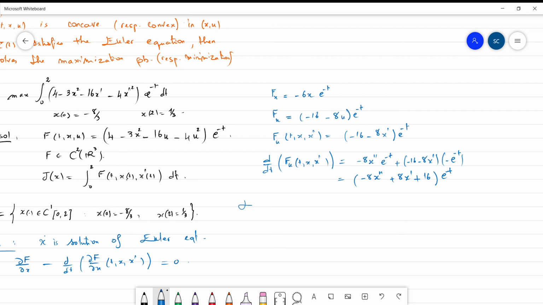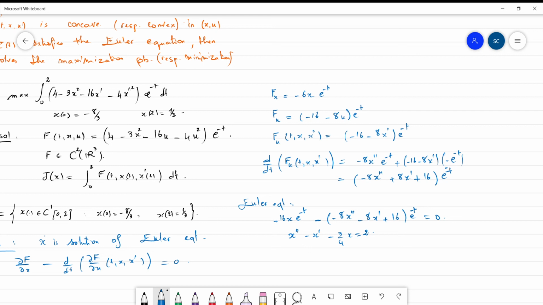Now the Euler equation becomes, we can write it, f_x is minus 16x e^(-t). Then I need minus this derivative, so it's minus 8x'' minus 8x' plus 16, times e^(-t). Equals 0. Simplifying by e^(-t), we get the equation x'' minus x' minus 3/4 x equals 2. This is a linear differential equation of order 2.